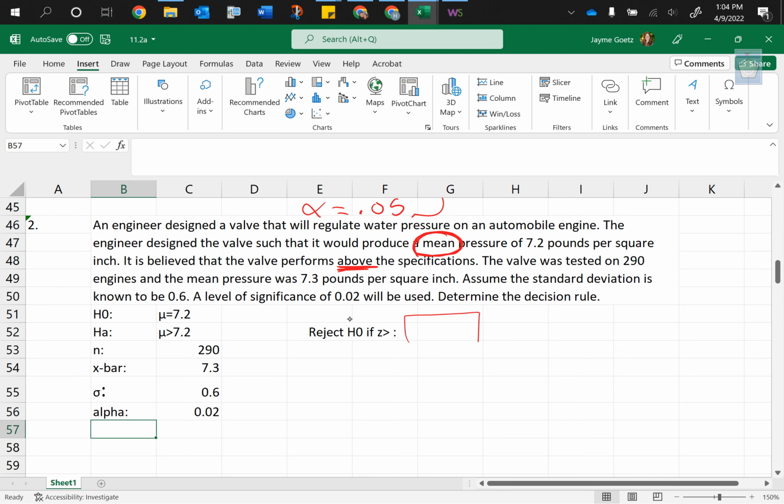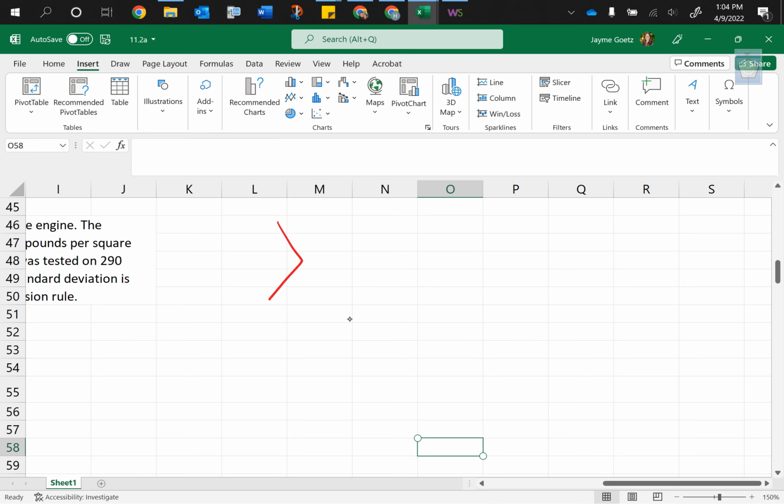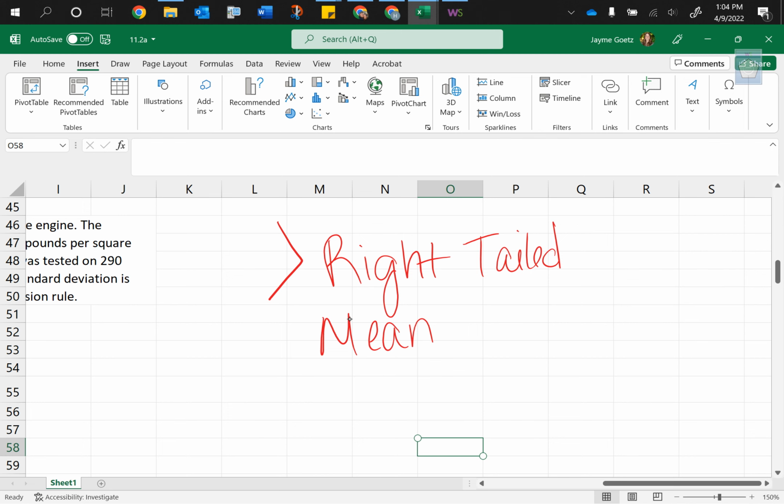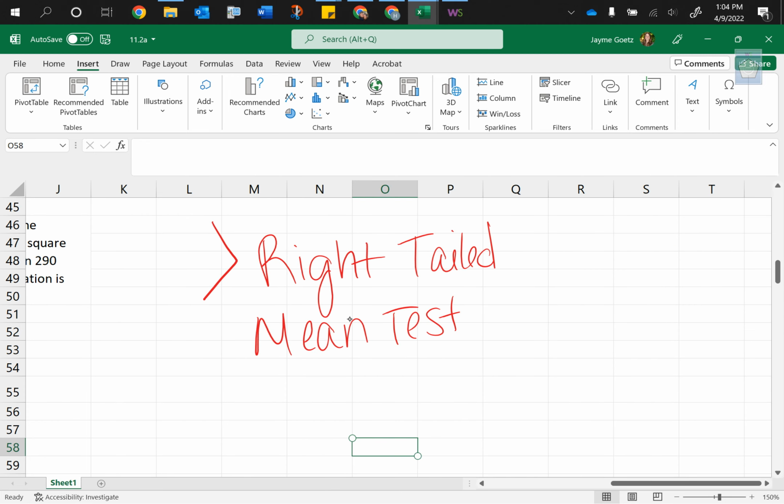The alternative hypothesis, like we said, is going to have one of three symbols: a greater than symbol, a less than symbol, or a not equal to symbol. All three of those are our options. I'm going to come over here and write some notes. If your alternative hypothesis has a greater than symbol, that means you are going to have a right-tailed mean test. How do I know it's mean? It's because it literally says the mean pressure. So it's going to be a right-tailed mean test.